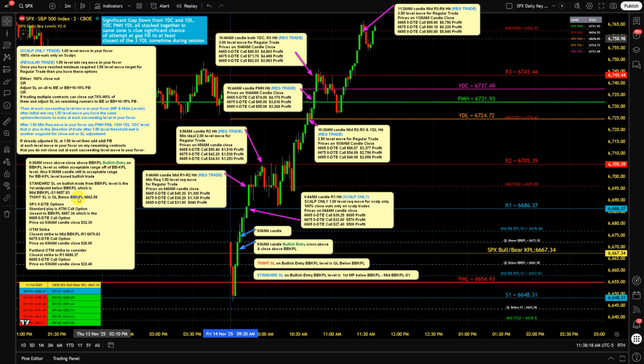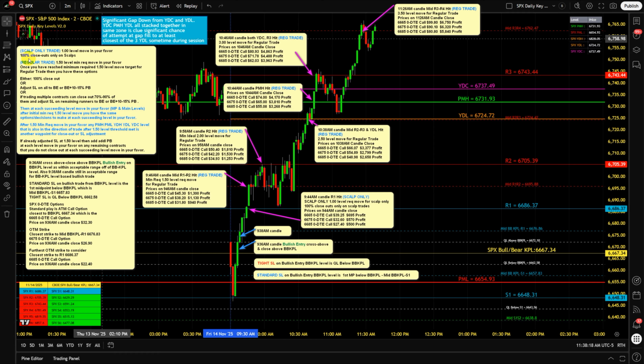Okay, so the price on this candle close here, the 9:36 a.m. candle, for the 66.65 at the money, 0DTE, $32.30. First out of the money strike, 66.75. On the candle close, 26.90. Furthest out of the money, 66.85. Price on the candle close, 9:36 candle, 22.40.